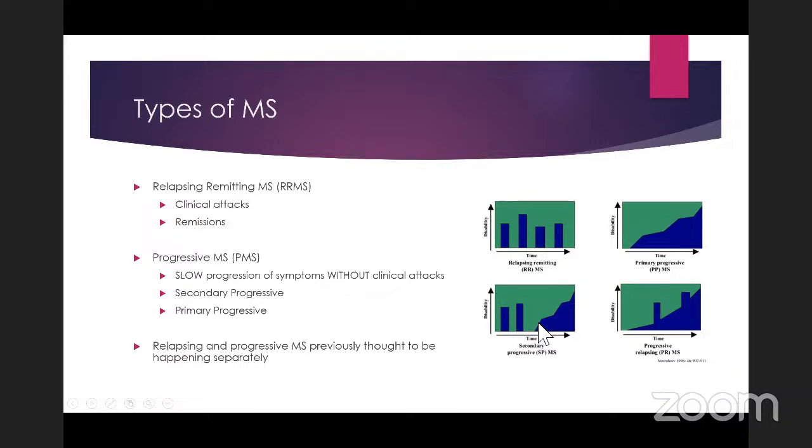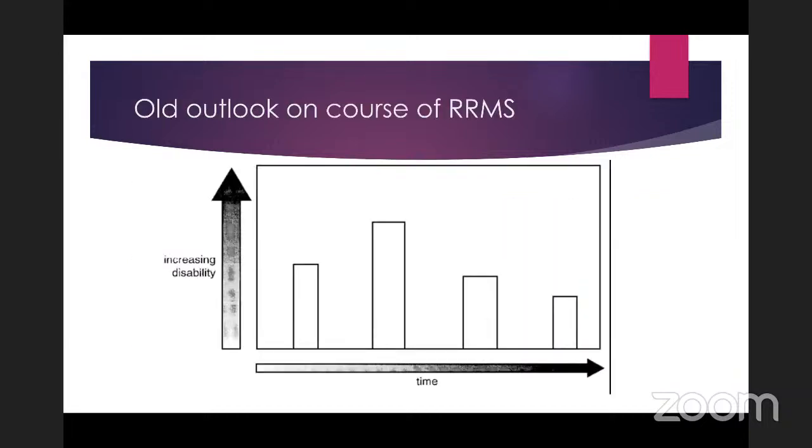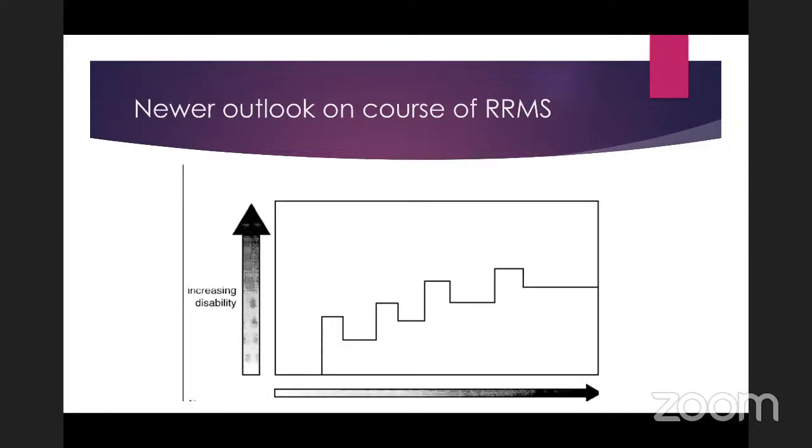And then over time, they start to have this slow progression, even without the relapses. And classically, these are always thought of as two very separate entities, either relapsing-remitting or progressive. However, we have recently found that we probably have a little bit of both going on in most patients, not all, but most. And so this is the newer outlook of relapsing-remitting MS, where again, we have increasing disability on the y-axis and time on the x. So each relapse you do improve, but you are left with a little bit of disability. And over time, each relapse puts you at a higher risk of accruing disability.